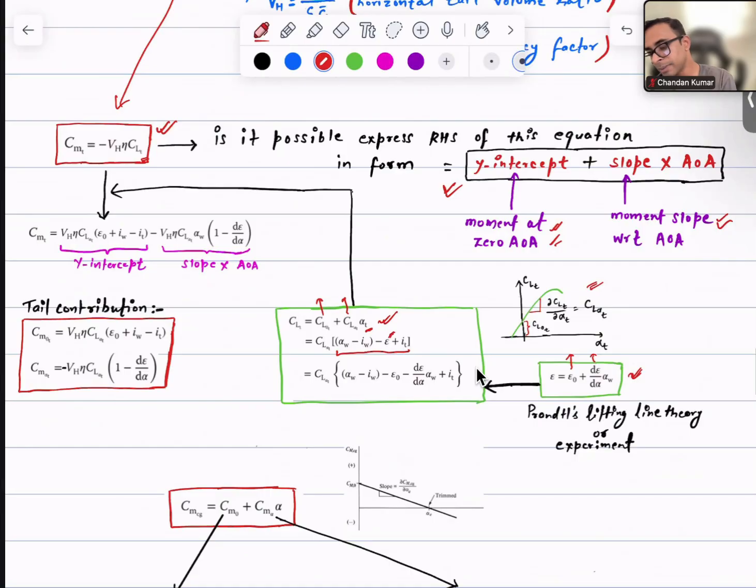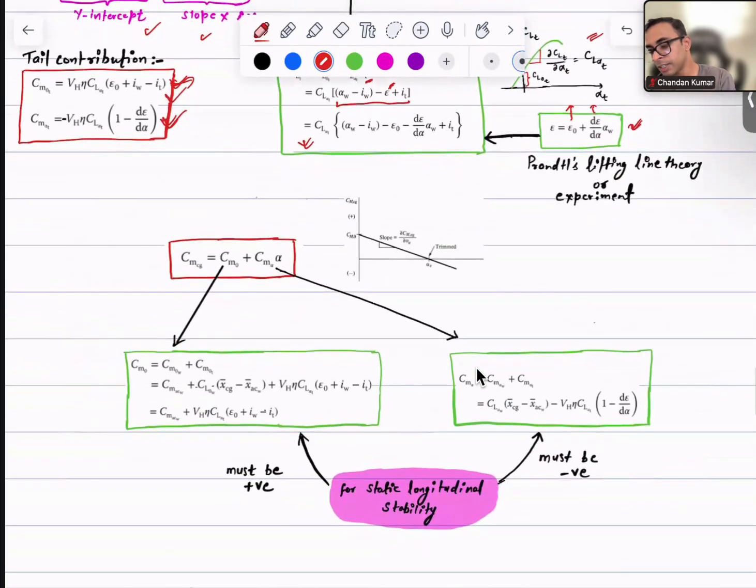So once we have the expression for the tail lift coefficient, we can express that in this particular equation, and we will get the y-intercept and slope. So what we are seeing over here is the moment contribution from the tail. This first term is the contribution to the moment at zero angle of attack, and this second term is basically contributing to the slope.